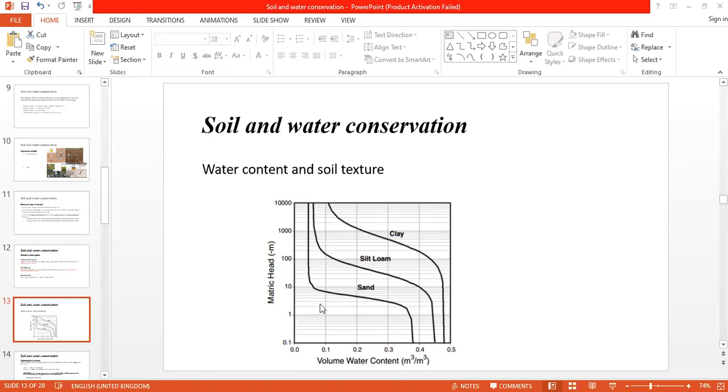So for a given matrix potential, you find that maybe a clay soil will hold more water than a sandy soil. So you can use this depending on your soil. The gadgets that you put in the field, you can relate them to these curves.